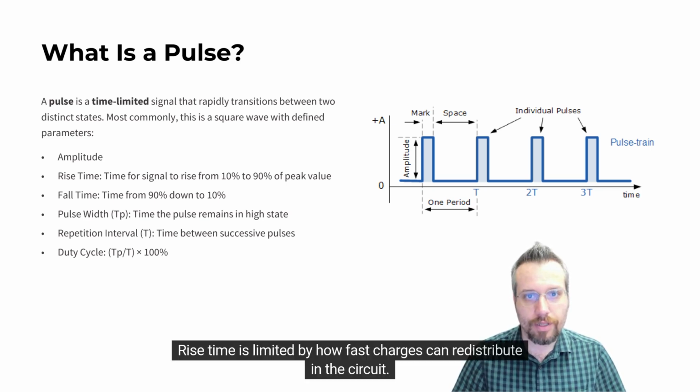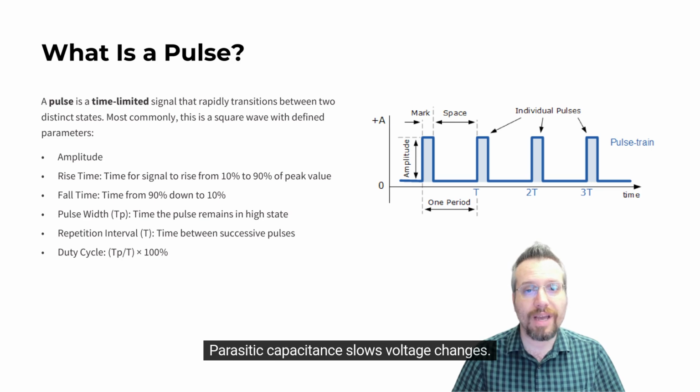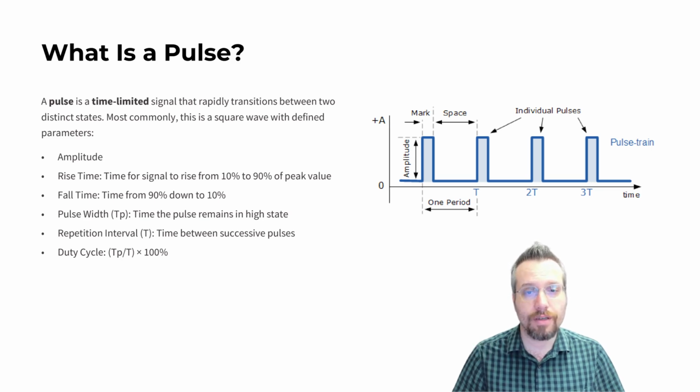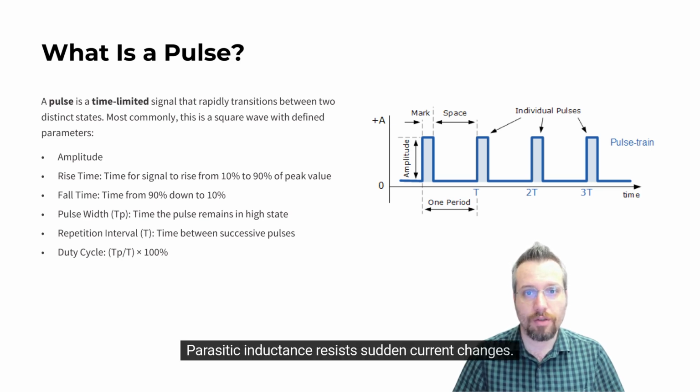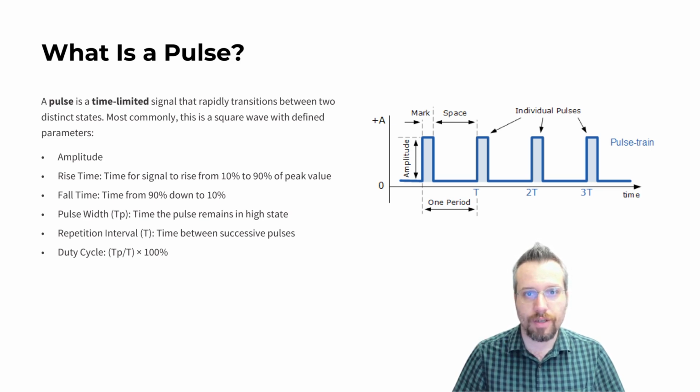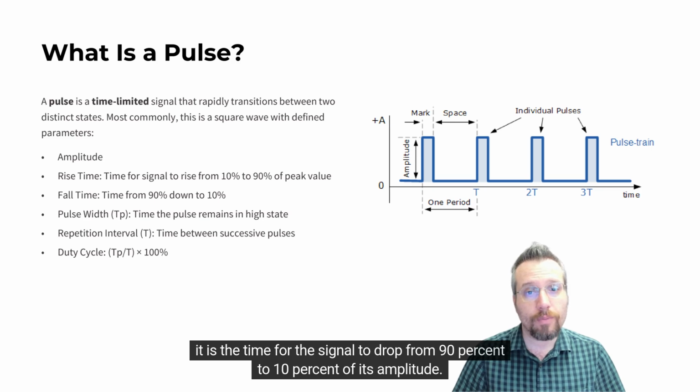Rise time is limited by how fast charges can redistribute in the circuit. Parasitic capacitance slows voltage changes. Parasitic inductance resists sudden current changes. A perfect square edge does not exist in real circuits. Rise time always depends on bandwidth and parasitic elements. The fall time is the reverse. It is the time for the signal to drop from 90% to 10% of its amplitude.